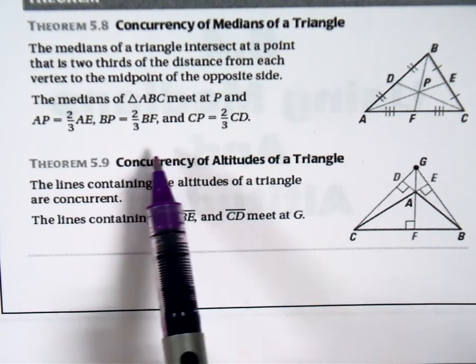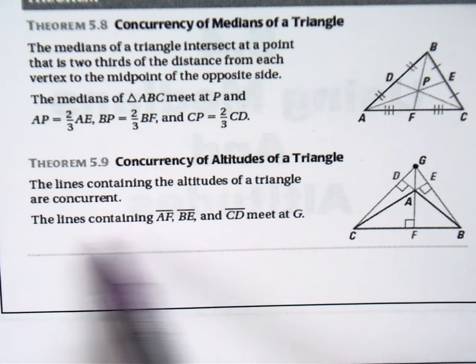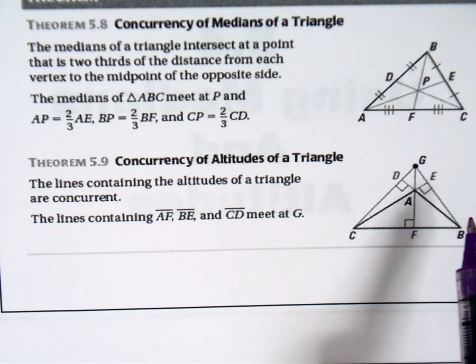Concurrency of altitudes. Lines containing altitudes of a triangle are concurrent. They meet at the orthocenter. No special formulas with that.